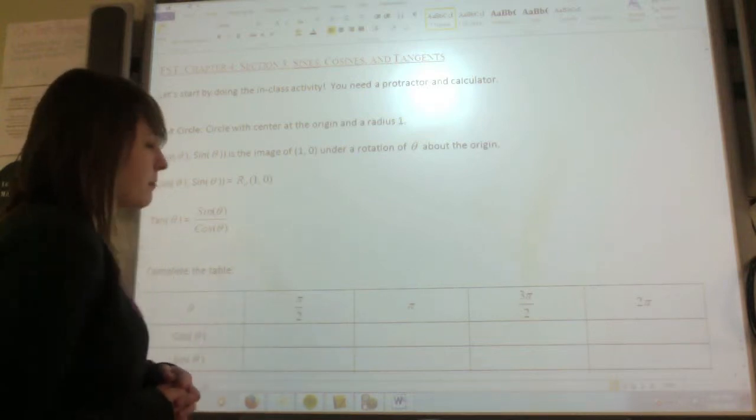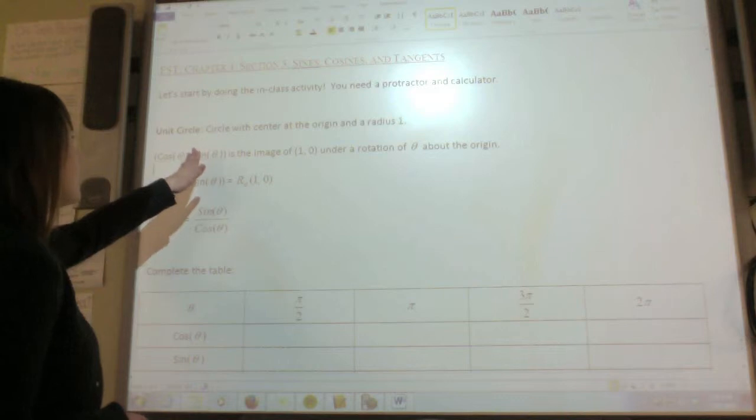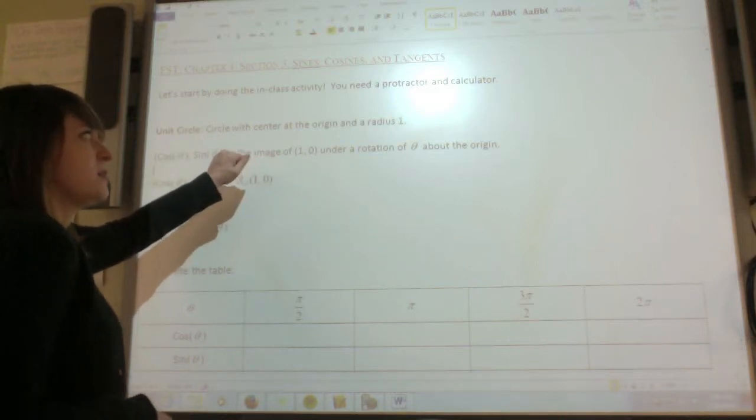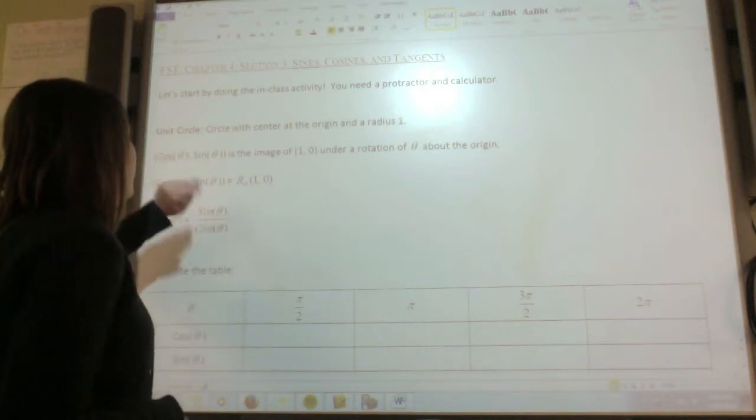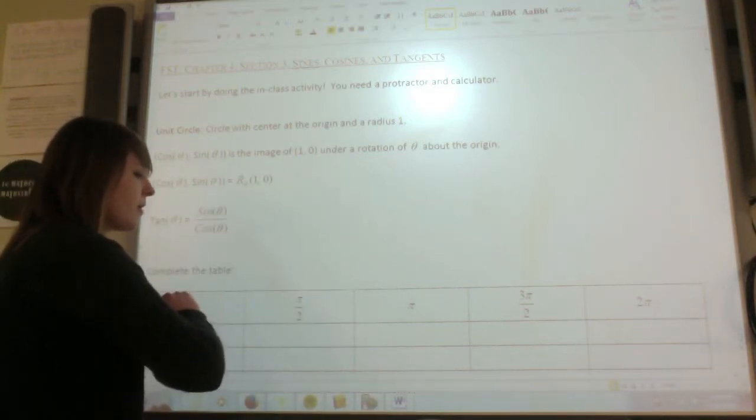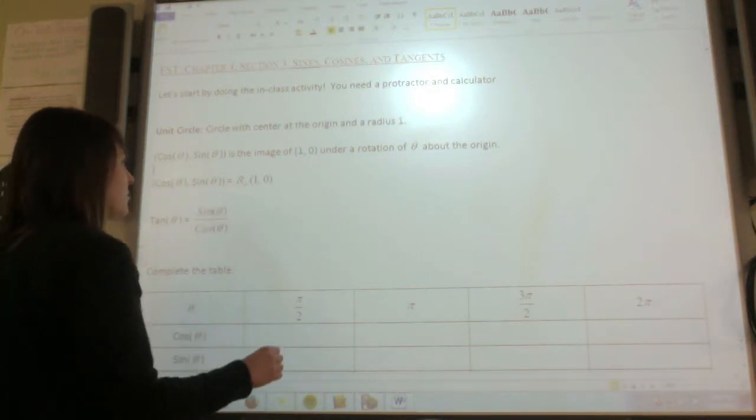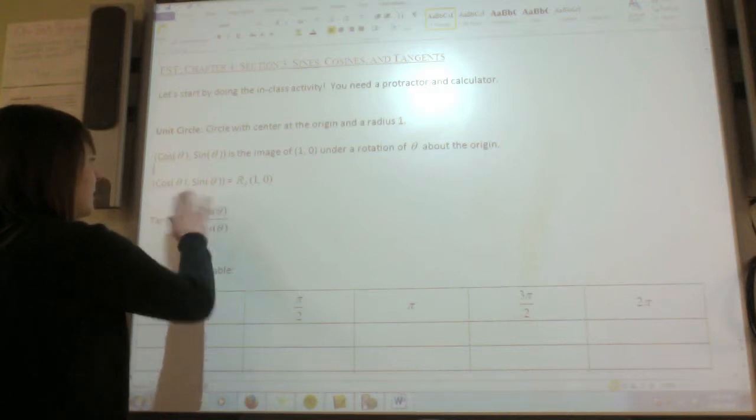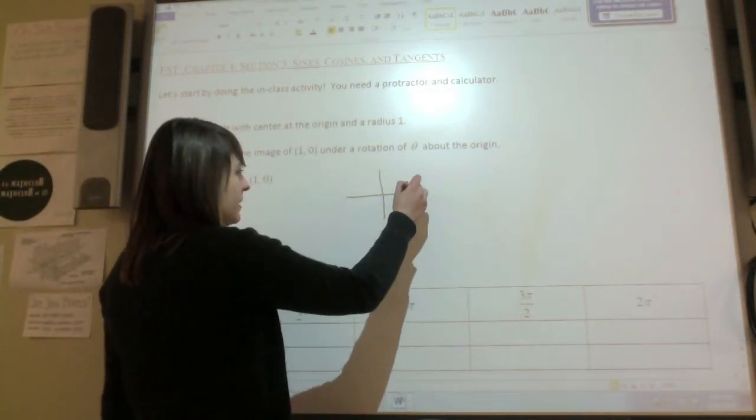If we think about it, we can figure out that on the unit circle, which is a circle with the center at the origin and a radius of 1, remember the origin is (0, 0), when you rotate that point around the circle, the new point that you get is actually in the form (cosine theta, sine theta). So let me just give you an example here.